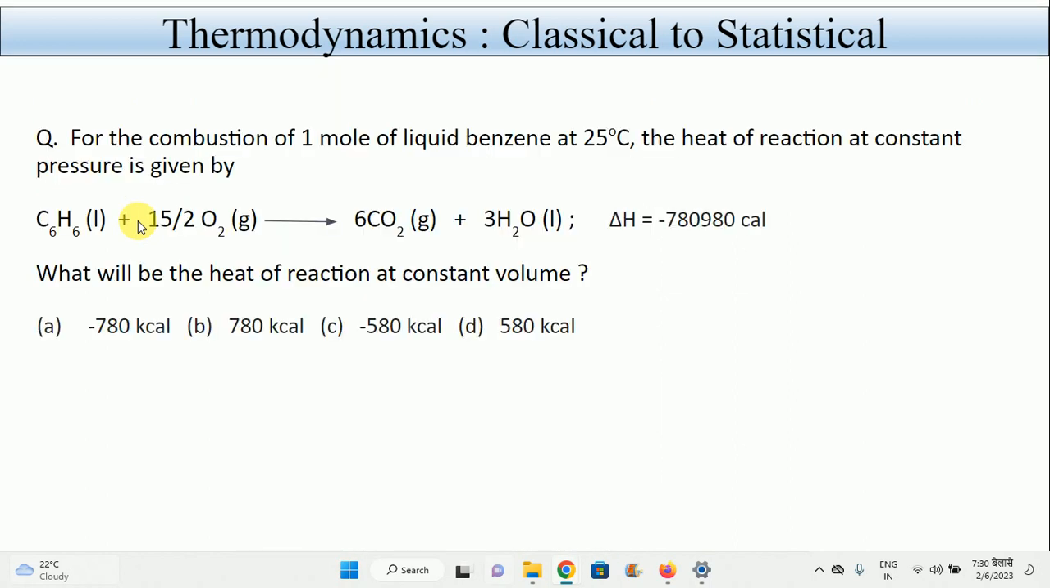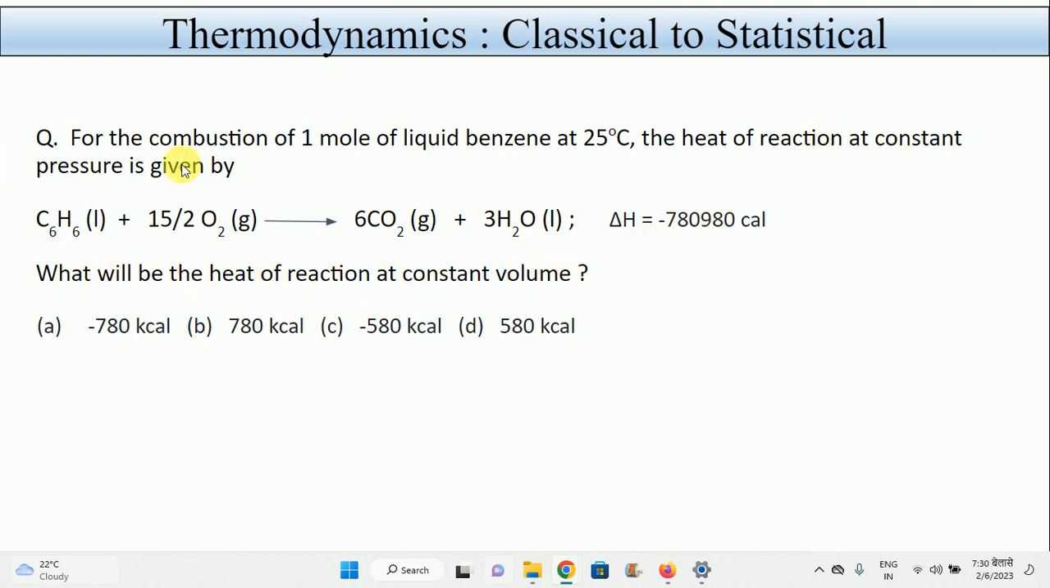Now we will move to the next question. For the combustion of 1 mole of liquid benzene at 25 degrees Celsius, the heat of the reaction at constant pressure is given. This is the reaction, delta H is given. So what will be the heat of the reaction at constant volume?